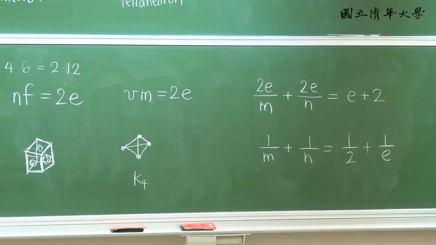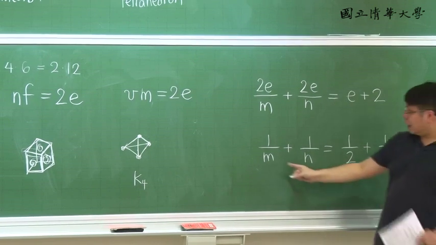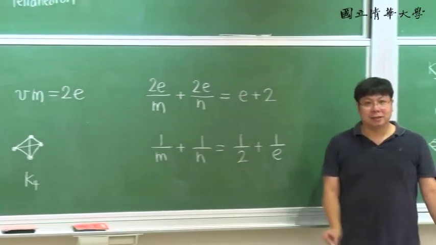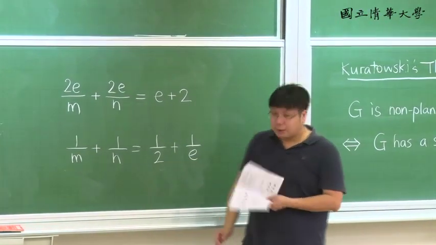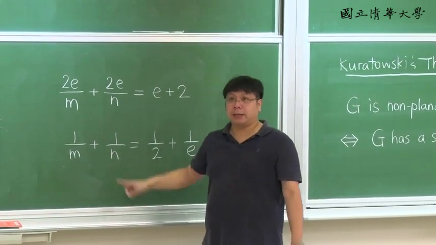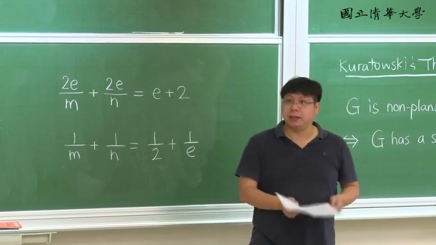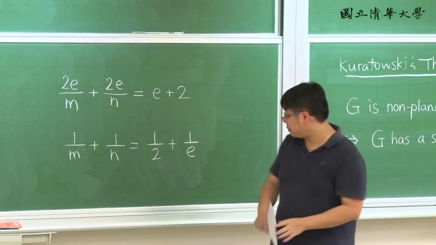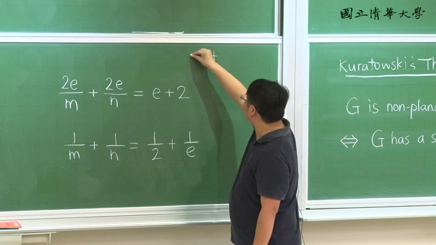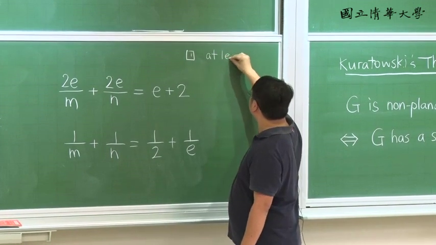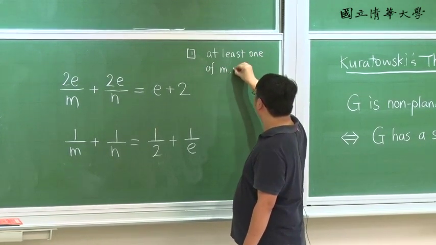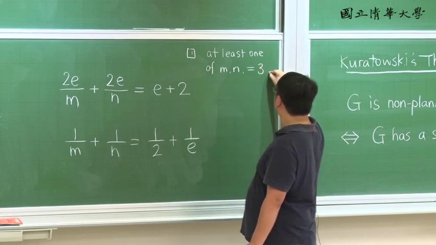Okay, good. And then, M and N are integers, and we need to get equality on both sides. So the first claim is that at least one of M and N has to be equal to 3. This is my first claim.